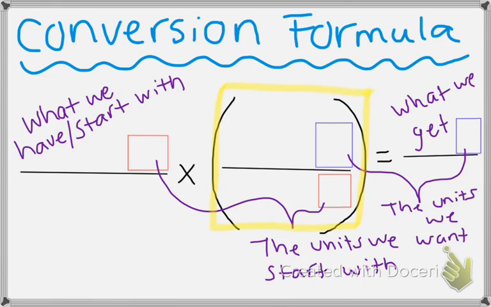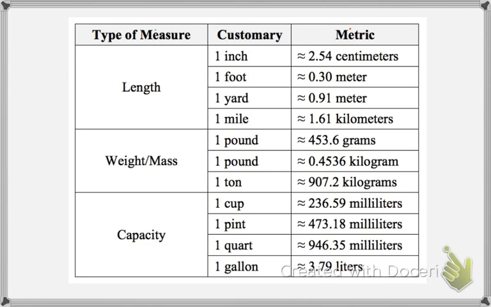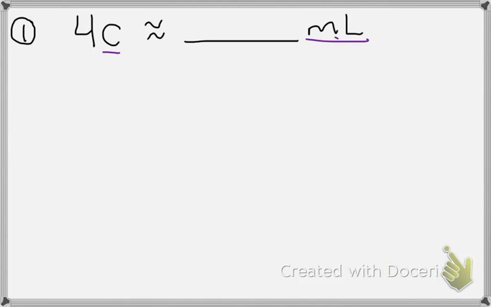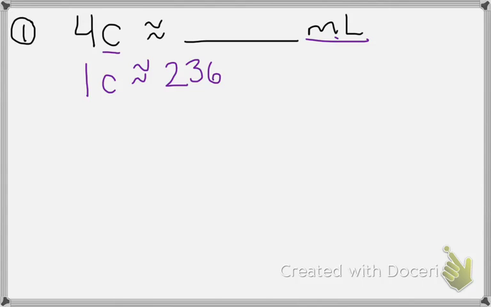So we're going to do our first example. The first example is: 4 cups is approximately how many milliliters. The first thing you would do is go to the chart and find the relationship between cups and milliliters. So let's look. We go to capacity, cups. So cups right here: 1 cup is approximately 236.59 milliliters. Let's write that down. 1 cup is approximately 236.59 milliliters. That information didn't come out of nowhere. We got that from the table.